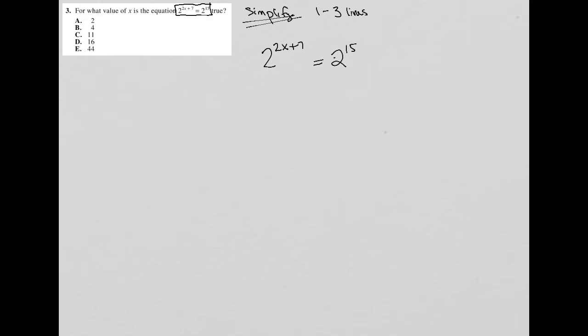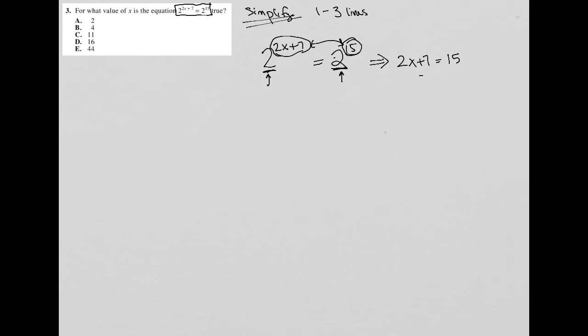But using the simplify strategy, anytime I have a base and an exponent, as long as those bases are the same, which they are in this case, 2 and 2, I can always set the exponents equal to each other, right? If 2 to the 2x plus 7 must be equal to 2 to the 15th, that means that 2x plus 7 must be equal to 15, right? That's the only way to get both of these numbers to be the exact same value.